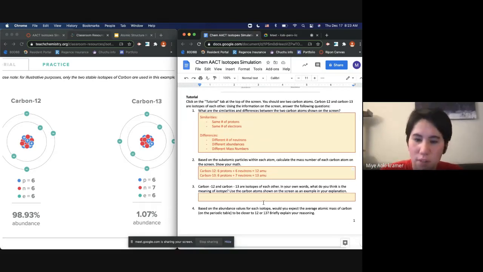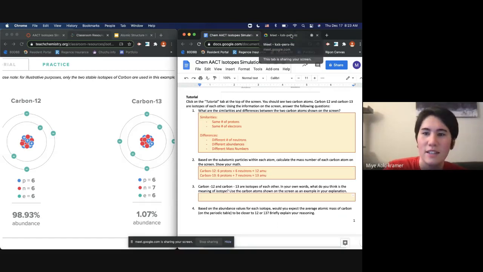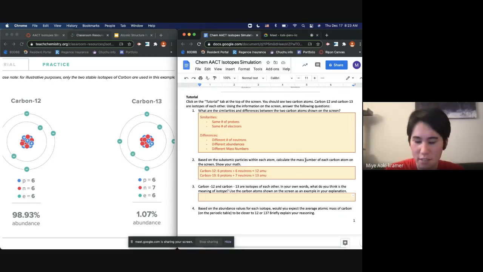All right, so now carbon 12 and carbon 13 are isotopes of each other. In your own words, what do you think is the meaning of isotope? And use the carbon atoms shown on the screen as an example in your explanation. So what I'm going to have you do is fill this out and then copy and paste what you put here into the chat, and then we'll have a discussion about it. So take some time to determine what you think an isotope is, and then we'll decide as a class what we're going to define isotope as.